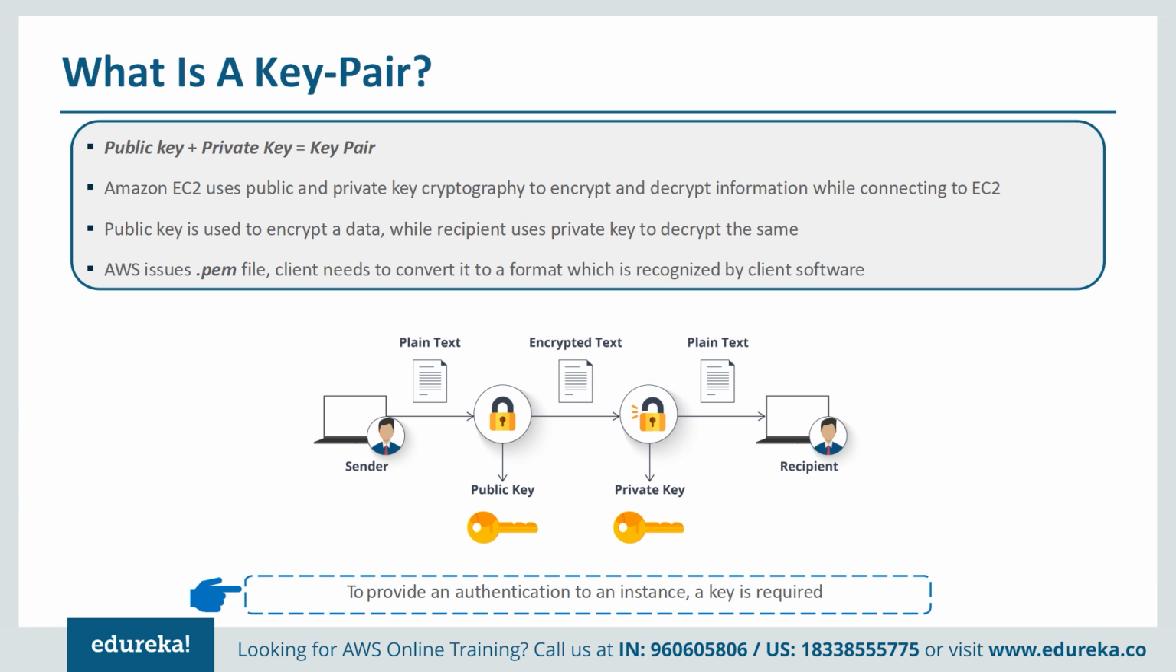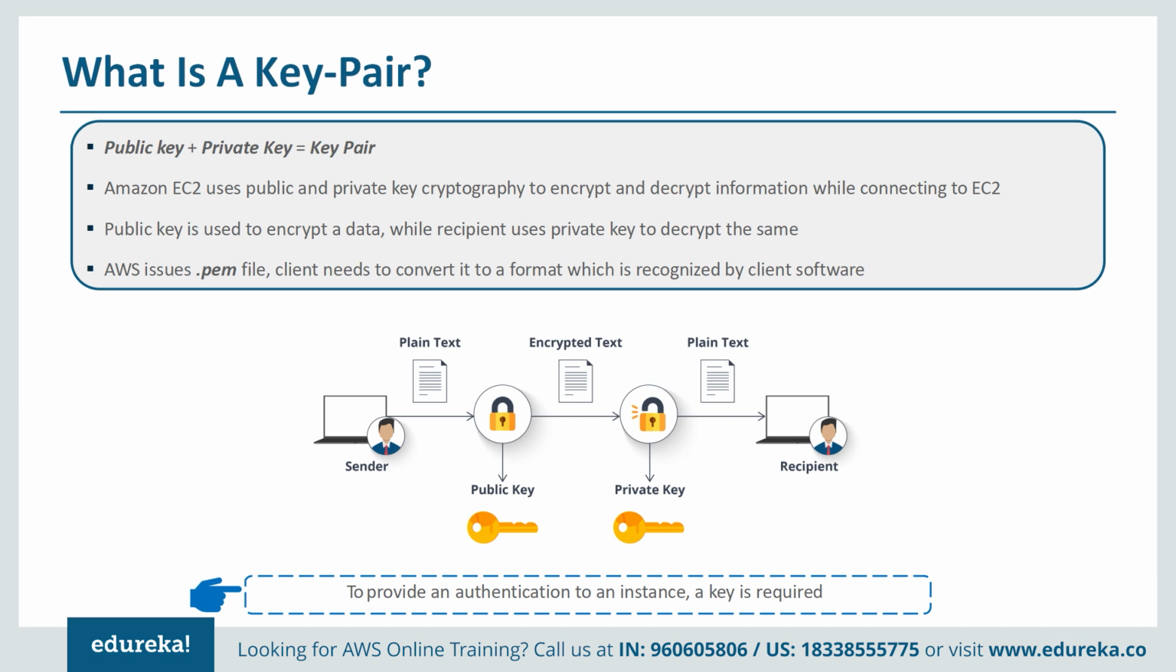And for Windows distribution, you use a key pair to obtain the admin password and then log into the Windows instance using RDP. So during the creation of an EC2 instance or otherwise as well, you are required to create a new key pair or use an existing key pair that can be tied to the instance. So the idea here is to provide a secure mechanism to connect to your instance.